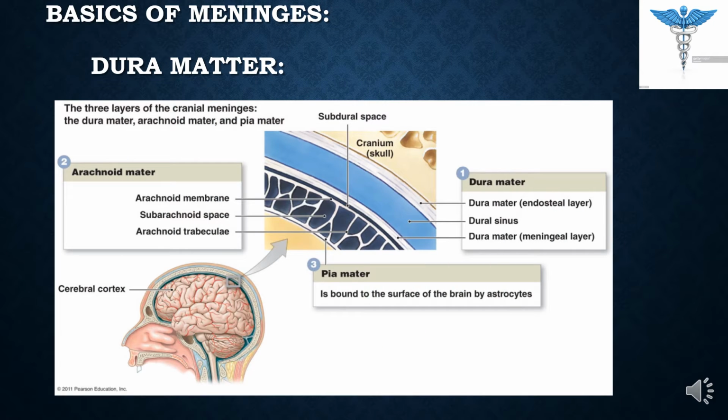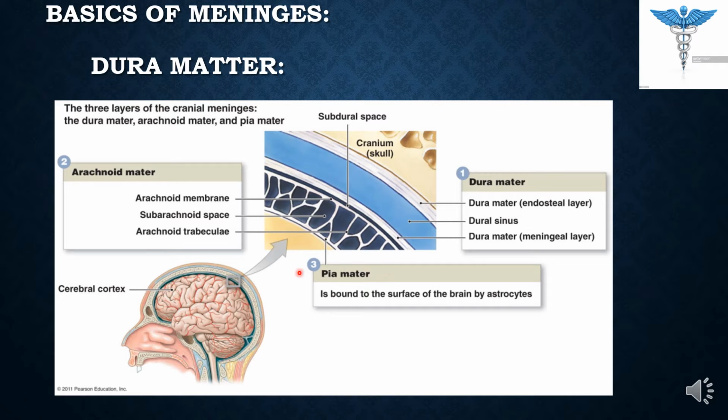So friends, now let's discuss some basics about the meninges of the brain. The dura mater has two layers, endosteal layer and meningeal layer. Both of these are in close association with each other except in certain places where they form sinuses, and these sinuses are called dural sinuses. The space that separates the dura mater from the arachnoid matter is called the subdural space, while the space that separates the arachnoid matter from the pia mater is called the subarachnoid space. This is the arachnoid membrane and these are the arachnoid tubercles.